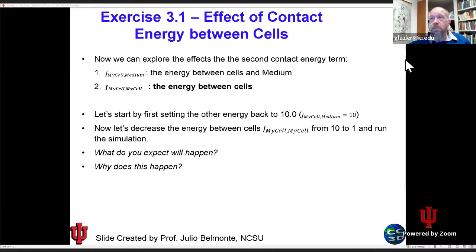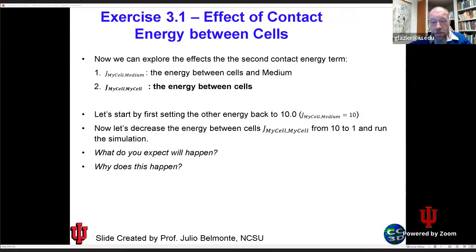I'd like to go from where we ended the last time and try exploring some of these changes in energies. So it looks like we're halfway through the class. Why don't we take a 5-minute break now?